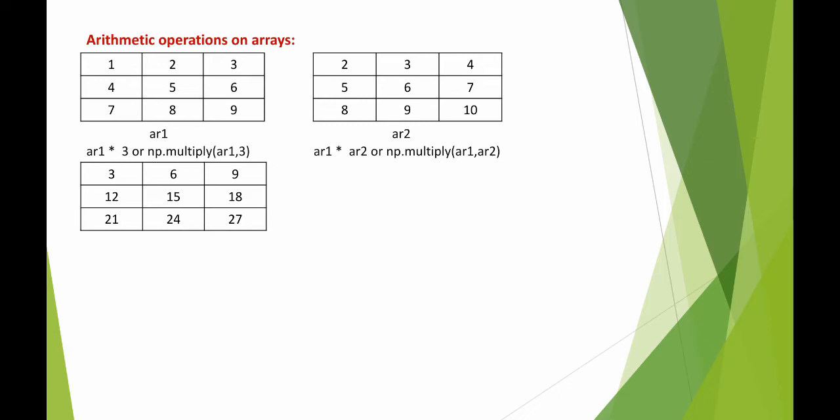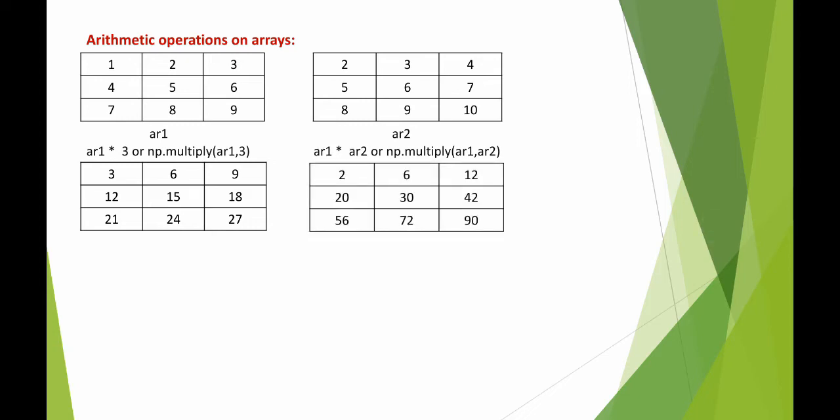Now if you see, AR1 and AR2 are to be multiplied, so the output produced will be something like this. 1 has been multiplied by 2 to get 2, 2 has been multiplied by 3 to get 6, 4 has been multiplied by 3 to get 12, 5 has been multiplied by 4 to get 20, 6 with 5 to get 30, 7 multiplied with 6 to get 42, and so on.